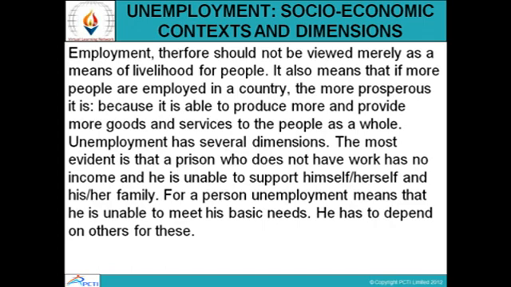Unemployment has several dimensions. The most evident is that a person who does not have work has no income and is unable to support himself or herself and his or her family. Without employment, he is unable to meet his basic needs and has to depend on others for these.